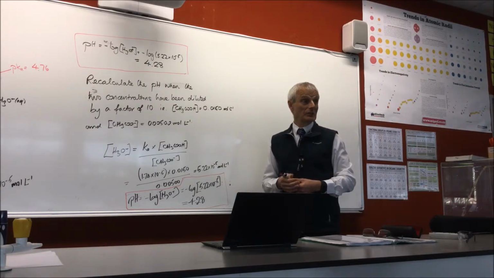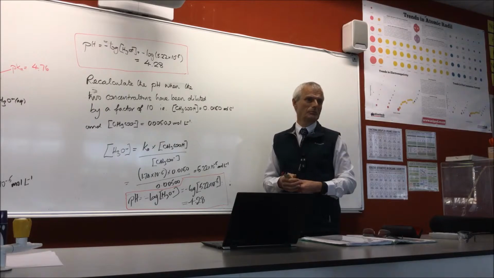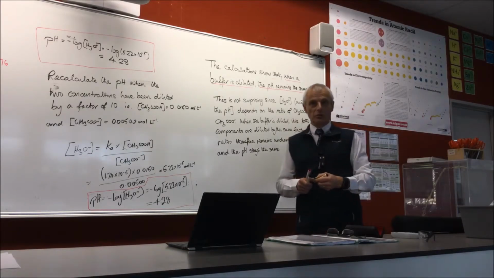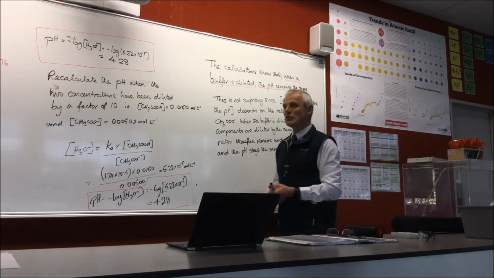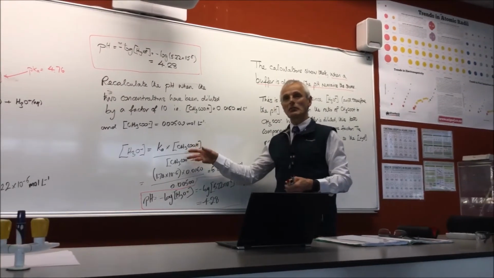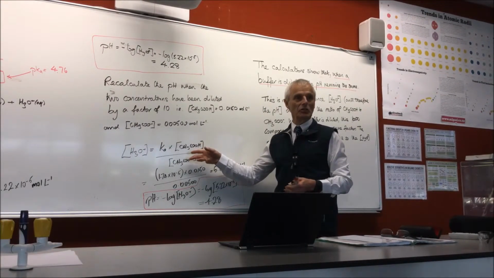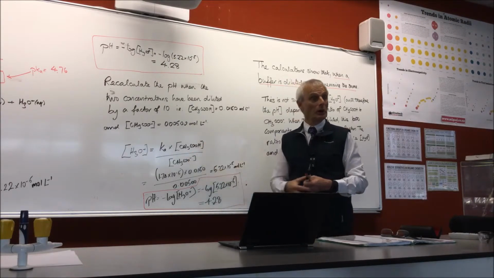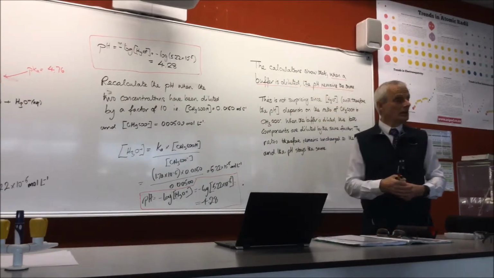Does that make sense? Did you want me to write that up? Okay, so that's just a very long-winded way of saying that the pH of a buffer depends upon the relative concentrations of the weak acid and its conjugate base. And because we're not changing that relative concentration, because you're diluting both by equal factors, then the pH doesn't change.